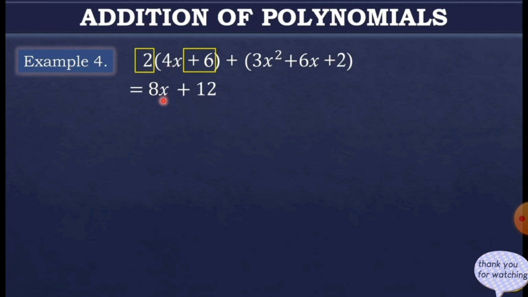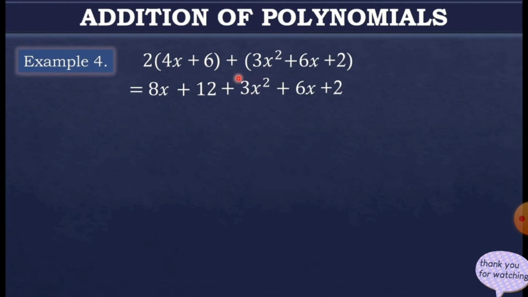And then, copy the next expression. Okay, we have plus 3x squared plus 6x plus 2. Okay. So, since we are ready for adding polynomials, so first we have to find the like terms.